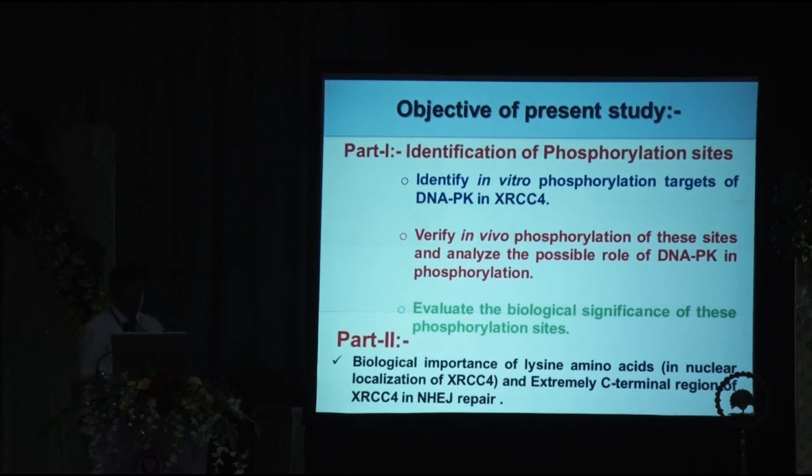So there are two important objectives of this present study. In part first, we identified many phosphorylation sites in XRCC4 by DNA-PK. In part second, we determined the biological importance of lysine amino acids in nuclear localization function in the XRCC4 protein, and we also found a biological importance of the extreme C-terminal region of XRCC4 in the non-homologous end joining repair pathway.